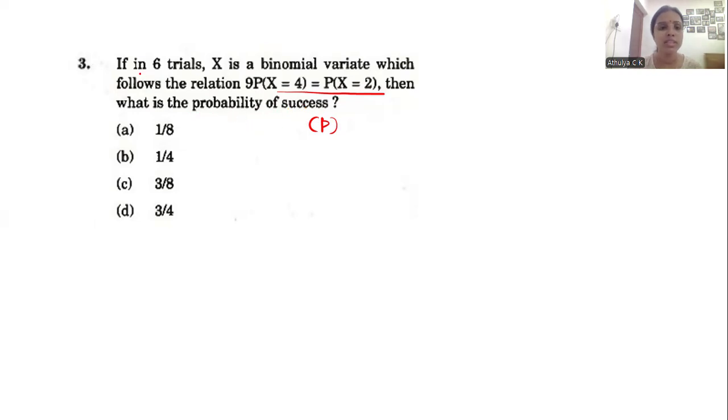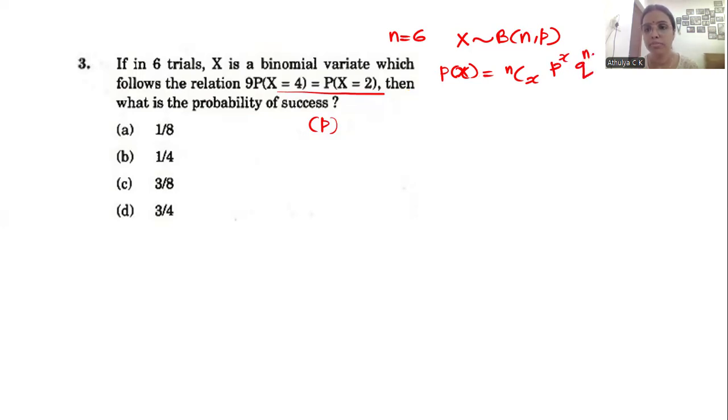In the question it is given that there are 6 trials, so the value of n will be 6, and it follows a binomial distribution. We know that if x is a variate which follows binomial distribution with the parameters n, p, then the probability mass function p of x can be written as nCx into p raised to x into q raised to n minus x, where n is the number of trials, x is the number of successes, p is the probability of success, and q is the probability of failure.